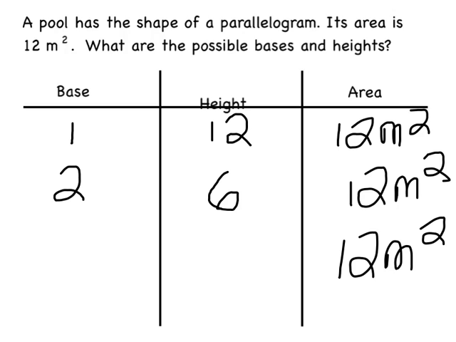And then finally, I know that the base could be 3 and the height can be 4, or again, 4 and 3. So there are 3 possible bases and heights for a pool that has an area of 12 meters square.